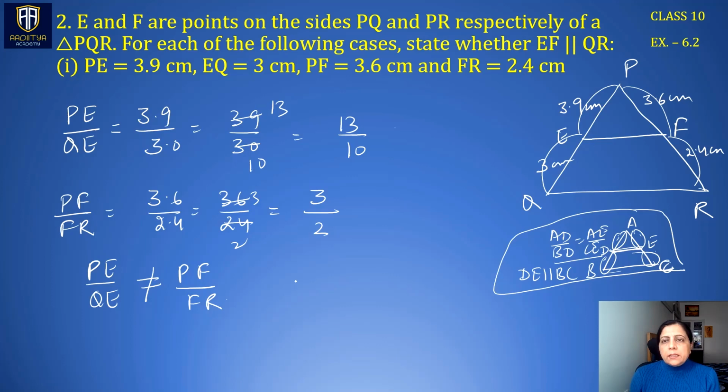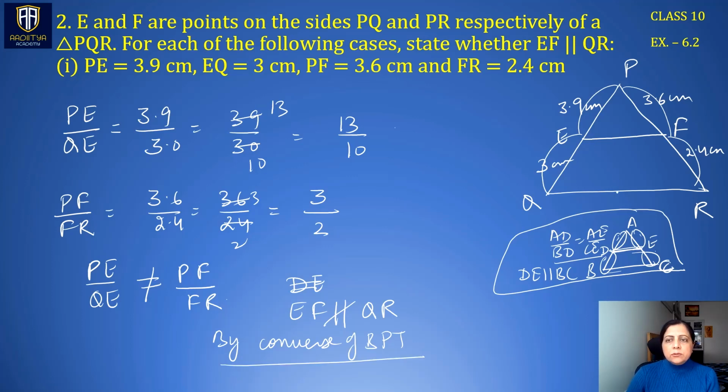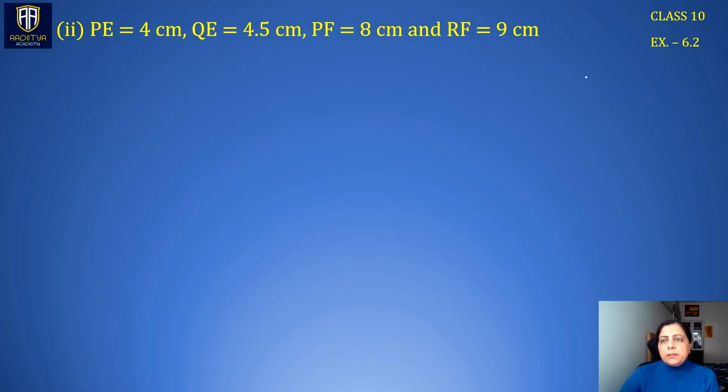Right? So we can say that in this case, EF is not parallel to QR by converse of BPT. Converse of BPT says that if these ratios are equal, only then this line is parallel to the baseline. But here the ratios are not equal, so EF is not parallel to QR. So we move on to the second part.